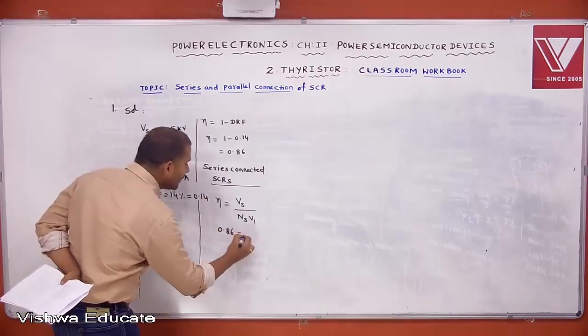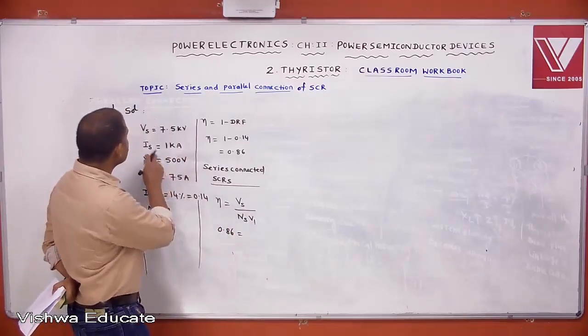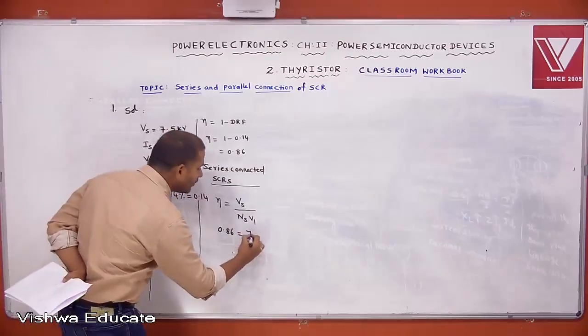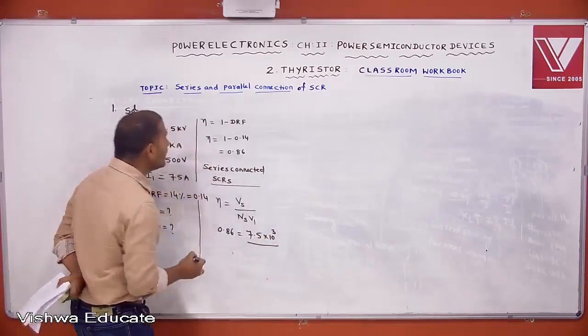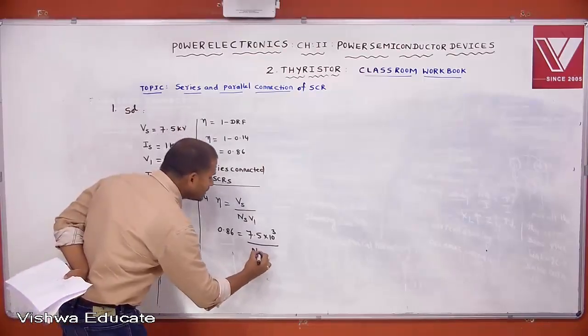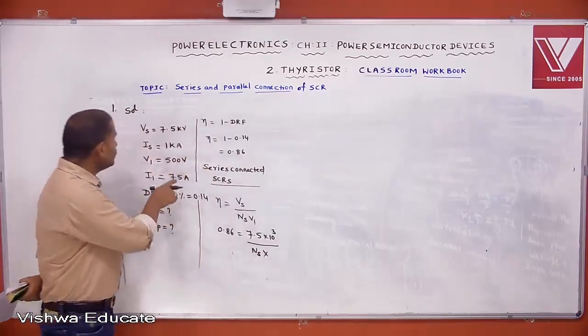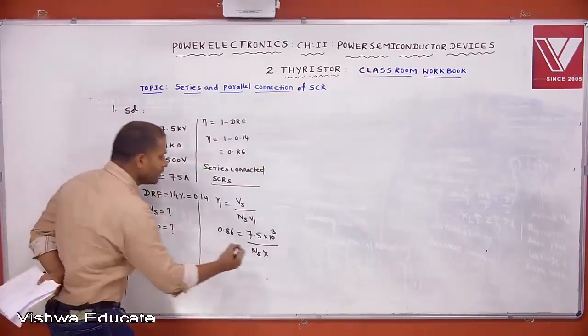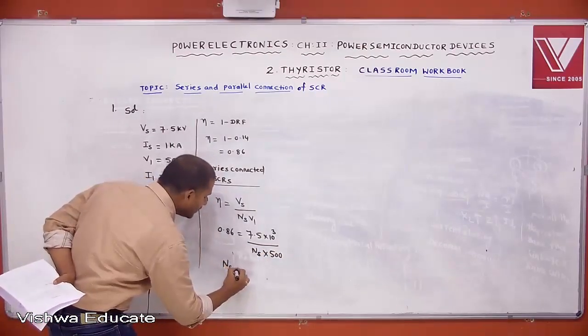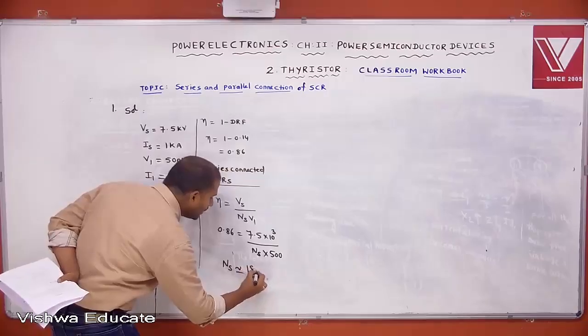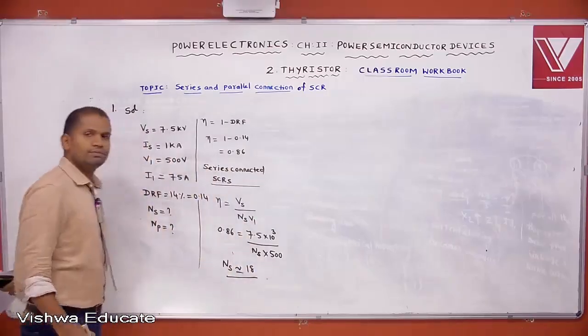Then what is the string efficiency? 0.86. What is the total string voltage? String voltage equals 7.5 kV, that is 7.5 × 10^3. Then what is the number of series connected SCRs we want to calculate? What is the individual voltage rating of each SCR? 500 volts. Simplifying this, NS is nearly equal to 18 thyristors.